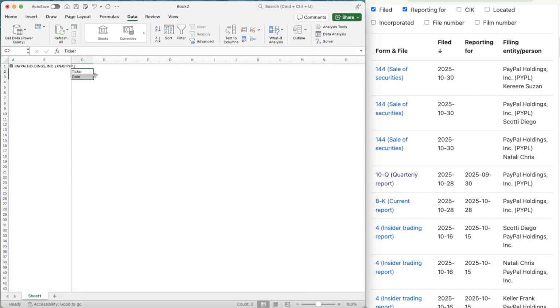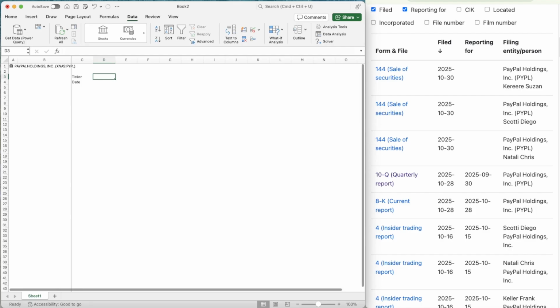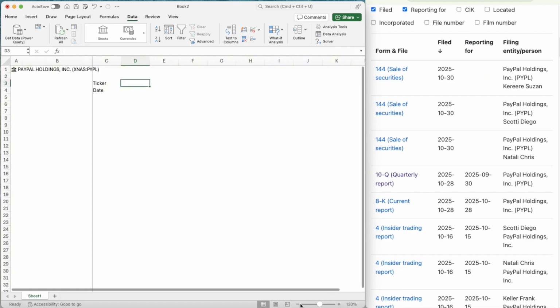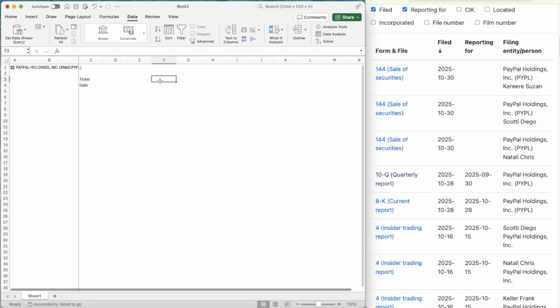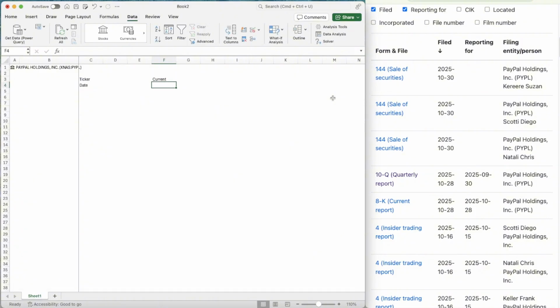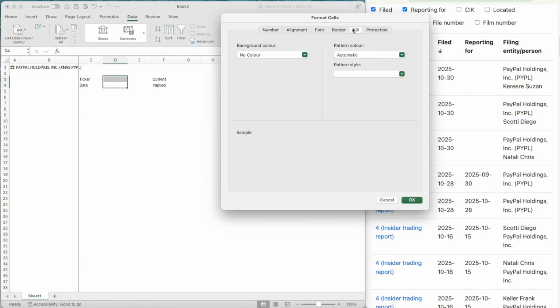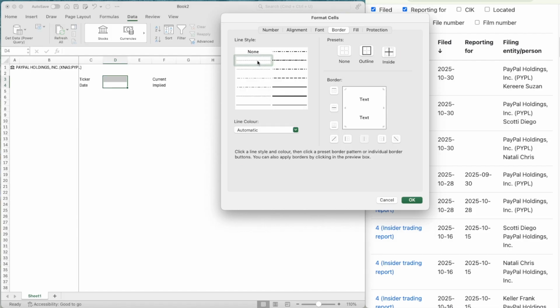So why is it taking all of these down a bit? I'm going to zoom in a bit for you. Yeah, there we go. Current, implied. Then we want to know if there's any up or downside. We'll put this lightish beige on, put a border. That's what we need.